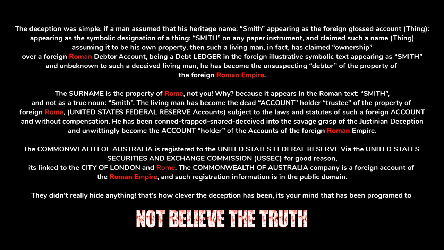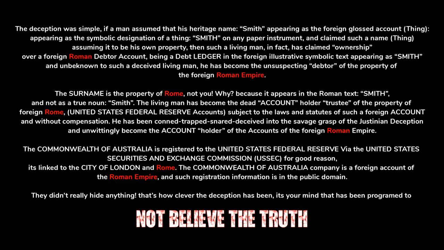If a man assumed that his heritage name, Smith, appearing as the foreign glossed account, appearing as the symbolic designation of a thing, Smith, on any paper instrument, and claimed such a name, assuming it to be his own property, then such a living man, in fact, has claimed ownership over a foreign Roman debtor account, being a debt ledger in the foreign illustrative symbolic text appearing as Smith, and unbeknown to such a deceived living man, he has become the unsuspecting debtor of the property of the foreign Roman Empire. The surname is the property of Rome, not you.